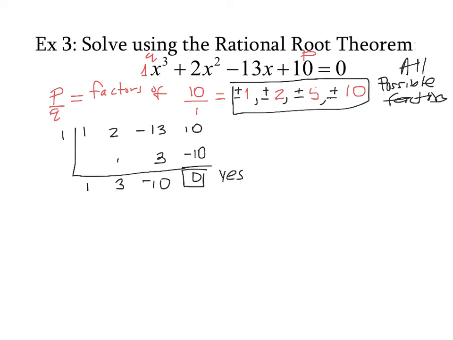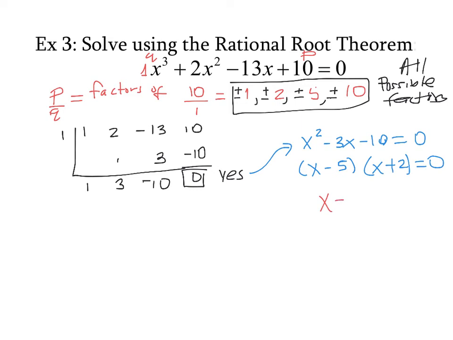So what do I have now? I have x squared minus 3x minus 10 equals 0. See, this one can be broken down because this is going to be x minus 5. And what numbers can I multiply to get 10? So an x plus 2 equals 0. And now, what are my solutions? So my solutions are x equals 5 and negative 2.